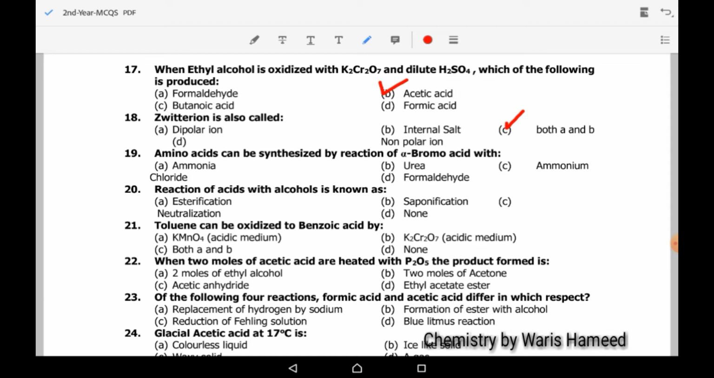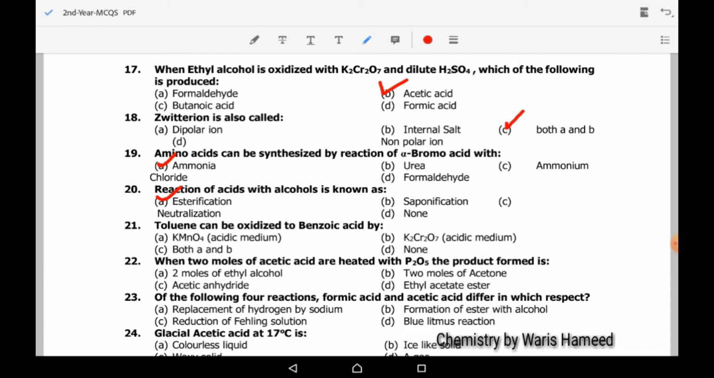19th MCQ. Amino acid can be synthesized by reaction of alpha bromo acid with ammonia. When we react alpha bromo acid with ammonia, they form amino acids. A reaction of acids with alcohol is known as esterification. Its second name is Fischer esterification. By the reaction of acids and alcohols, esters are formed, so it is known as esterification.